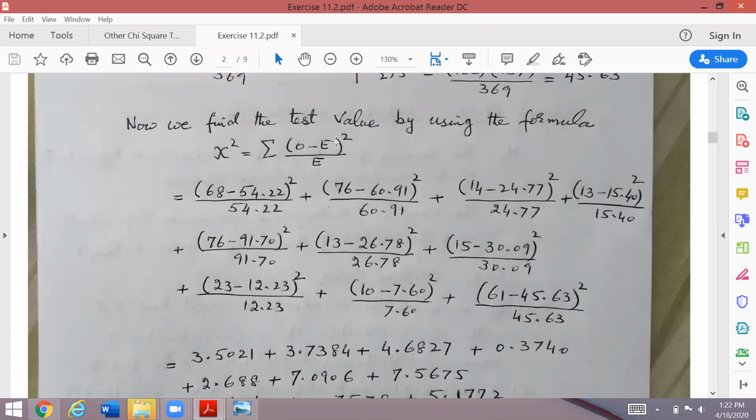Take its square and divide by the expected value. The expected value is this one, 54.22. Okay, divided by, plus. Then sigma means you keep on adding the things. Don't subtract, don't multiply. Ensure you are putting a plus sign in between every observed and expected value. My next observed value was 76, and in correspondence to this, we got an expected value as 60.91. Just subtract these two, take a square and divide by the expected value.